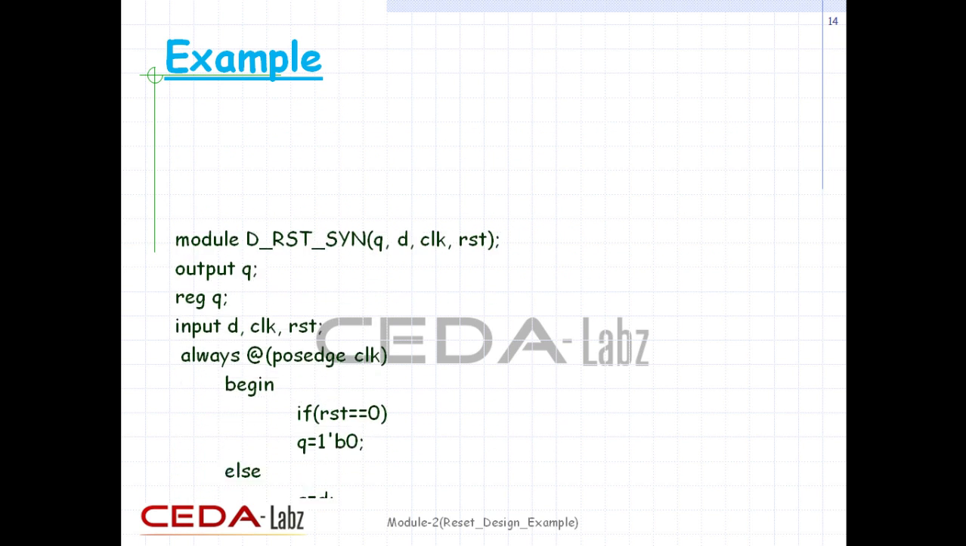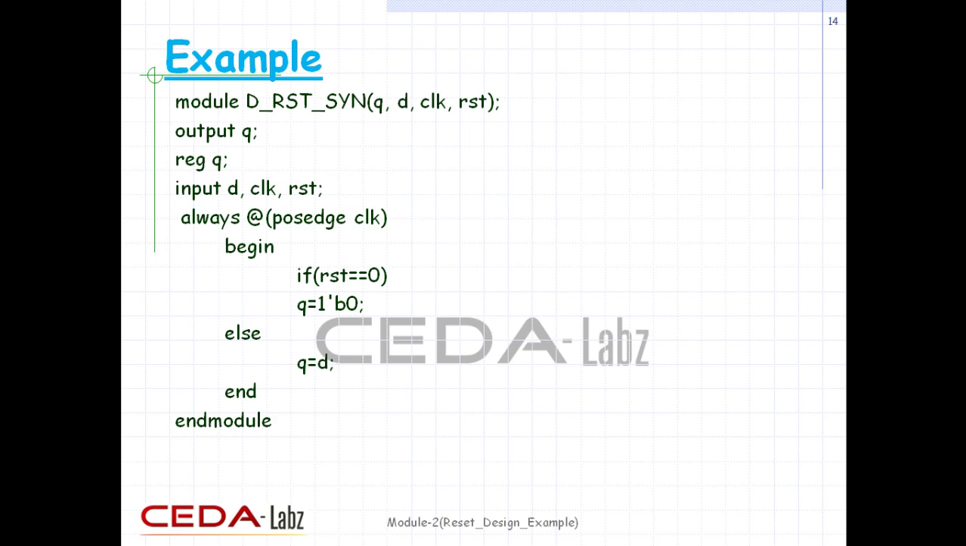Here is the Verilog description of a positive edge-triggered D flip-flop with active low synchronous reset. In the always block, when reset is low, the output will also become low. Otherwise Q will equal the input of the D flip-flop. As reset is synchronous, it will follow the clock. That is why we don't need to mention the reset in the sensitivity list.